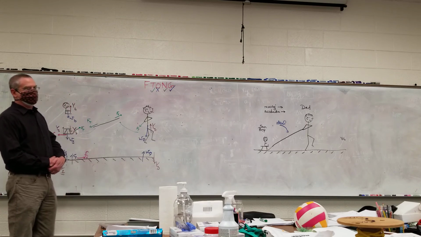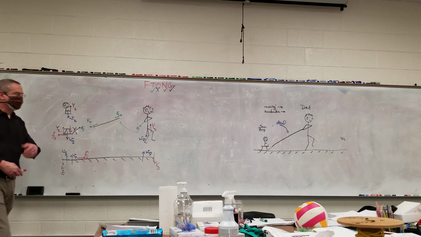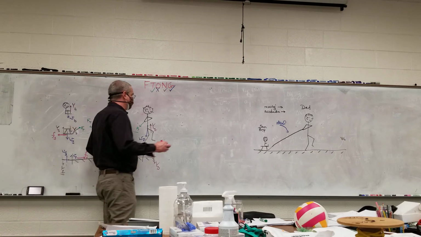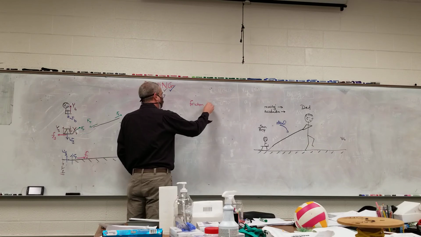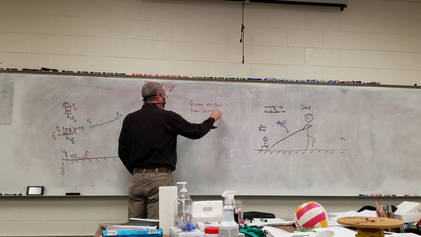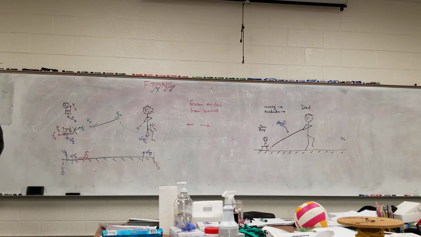The dad and the ground. Well, we basically have two choices here. So let's try out a little bit of physics by democracy. So friction on dad from ground. It's either to the right or to the left. If you can think through it, great. If you don't know, just go with your gut feeling. If you have absolutely no gut feeling, just randomly pick one.